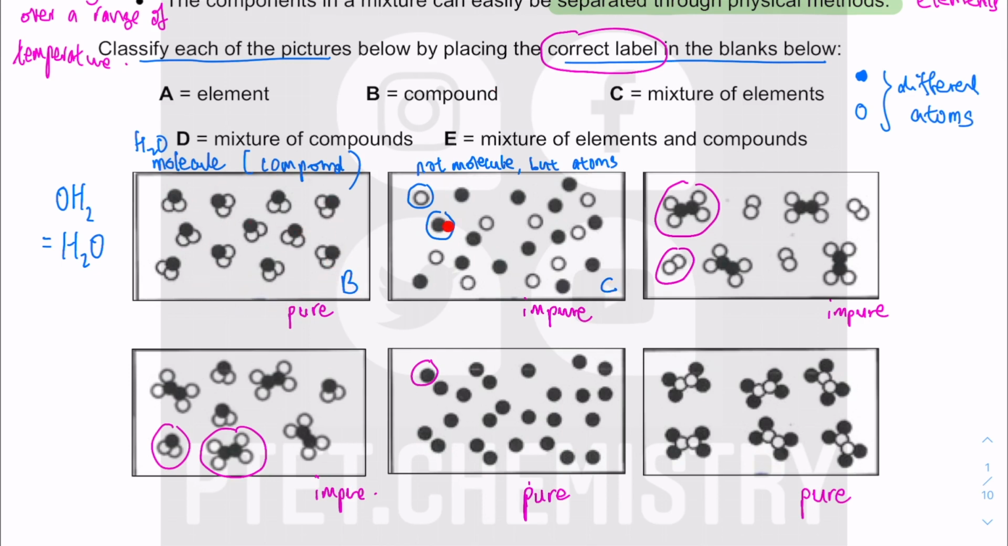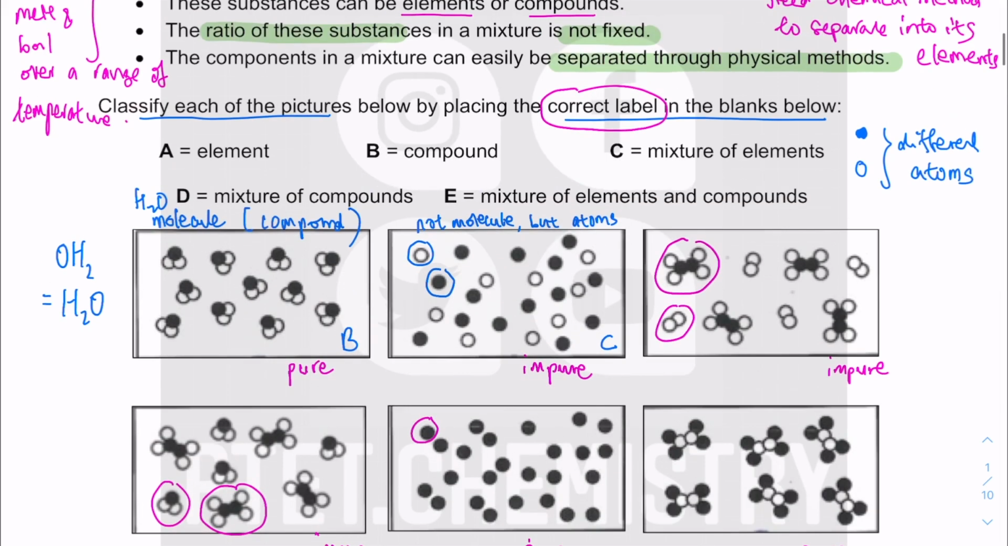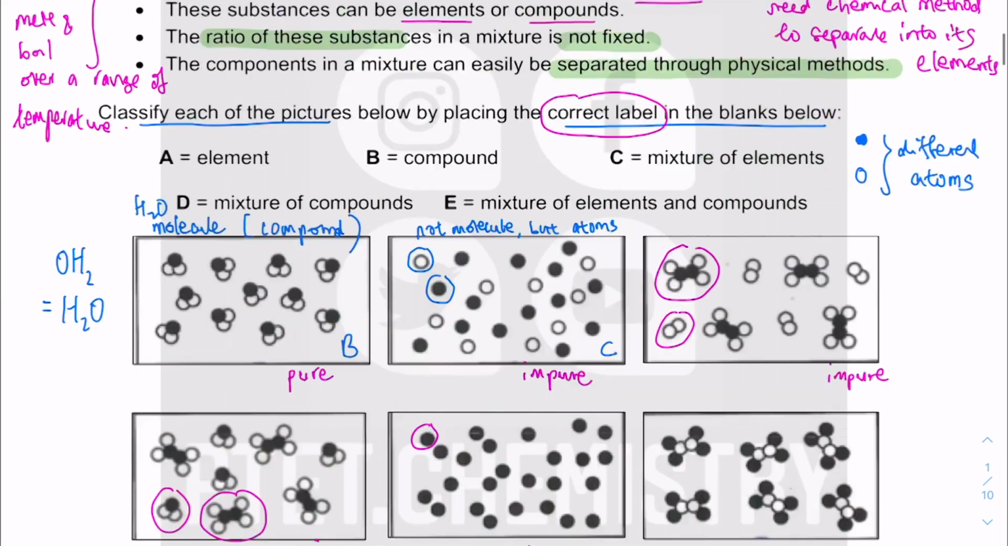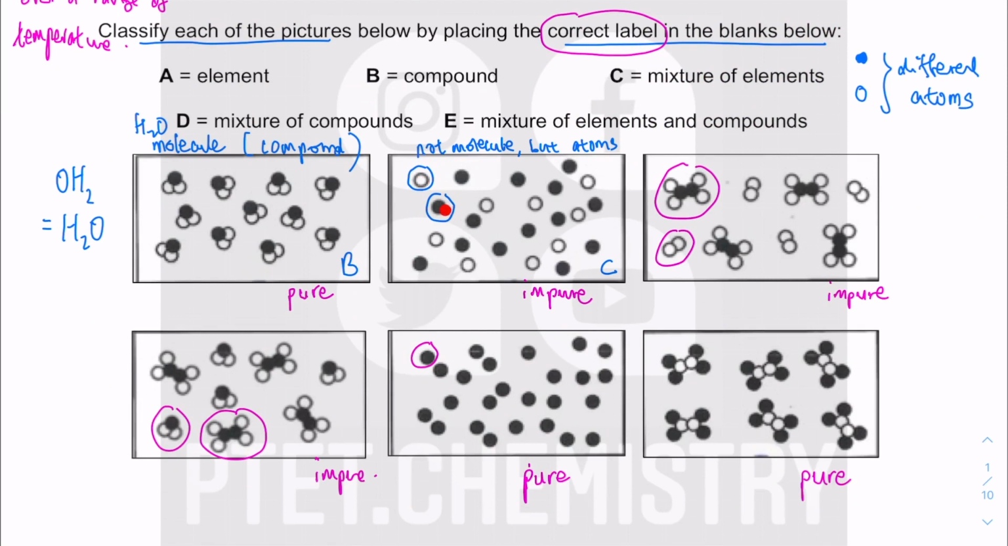Here is a mixture. It's a mixture of elements because each of the black one, it exists as individual atoms. Each of the white one exists as individual atoms. So you have a mixture of elements here, because elements can be atoms or molecules. Here, this is an element, this is an element. You have a mixture of elements, so this is option C here.